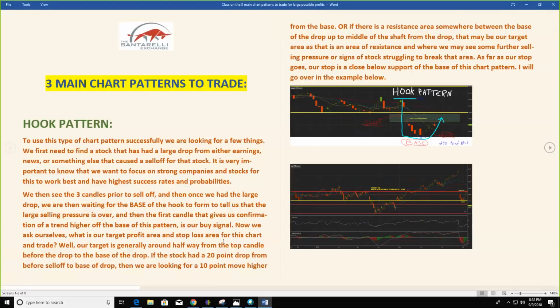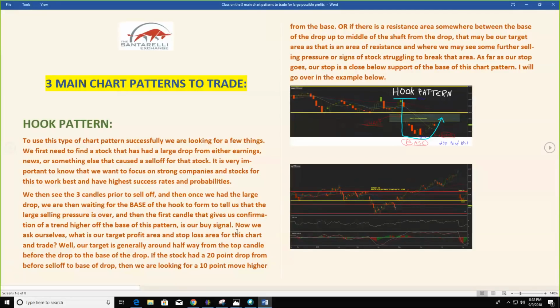Okay, so let's see. Our target is generally around halfway from the top of the candle before the drop to the base of the drop. If the stock had a 20-point drop from before the sell-off to the base of the drop, then we're looking for a 10-point move higher from the base.